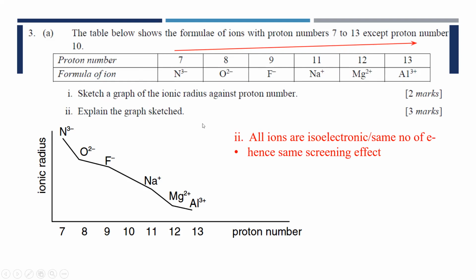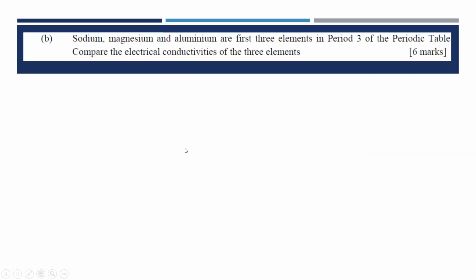So all ions are isoelectronic or have the same number of electrons, hence they have the same screening effect. So as the proton number increases, the screening effect remains the same. Therefore, the effective nuclear charge increases. So that is why the ionic radius decreases when going down through these points. Okay, so that is how you are going to explain for question number 3A. Okay, immediately we move to 3B.